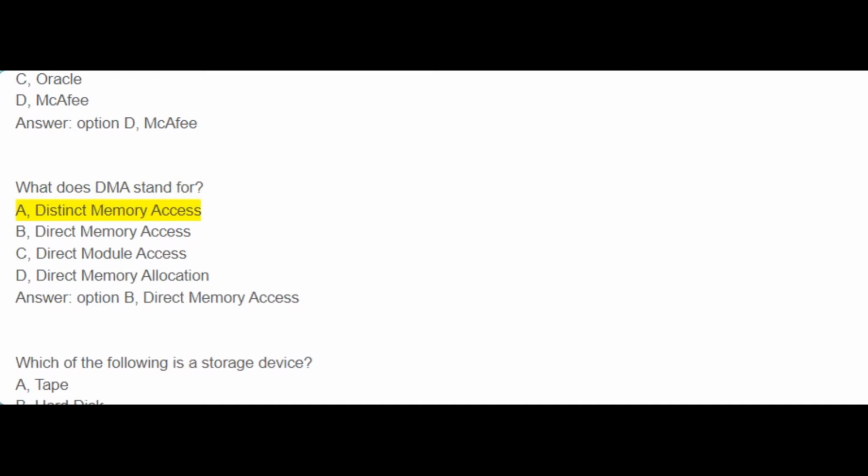What does DMA stand for? A. Distinct memory access. B. Direct memory access. C. Direct module access. D. Direct memory allocation. Answer. Option B. Direct memory access.